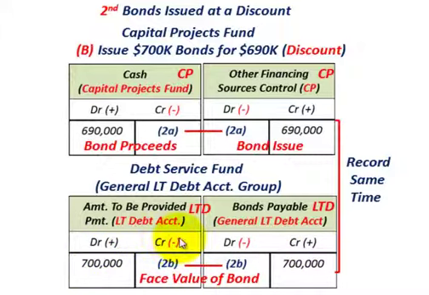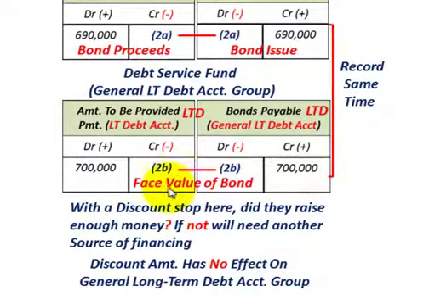Okay, so we talked about the premium amount where we're going to have to transfer out the premium here to the debt service fund, but with the bonds issued at a discount here, you can actually stop here. There's not going to be any further entries here except for the interest, semi-annual interest and principal payments here. You can stop because the question you have to ask is, did they raise enough money here by this bond issue? And if not, you will need another financing source. So the discount amount here is going to have no effect here on our general long-term debt account group when we start recording the unmatured principal for this debt.